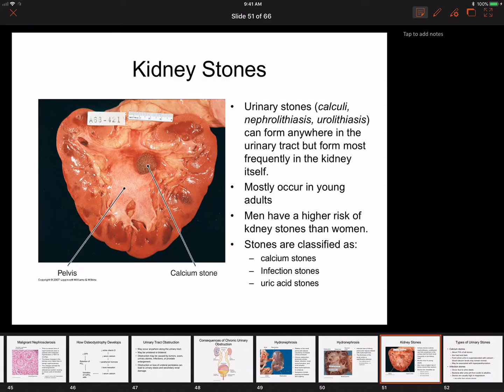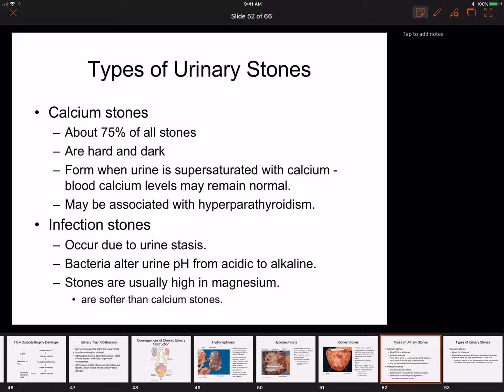Speaking of stones, stones could occur within the kidney, which we call calculi or calculus. Nephrolithiasis is the other name, urolithiasis. They usually occur in young adults, and they could be triggered by several things. Calcium stones remain the most common, infectious stones with certain bacteria, and uric acid stones in patients with elevated levels of uric acid. As I said earlier, the majority of those are calcium stones.